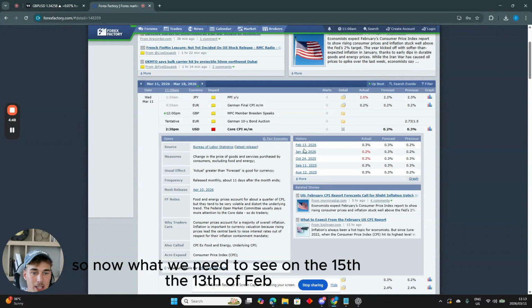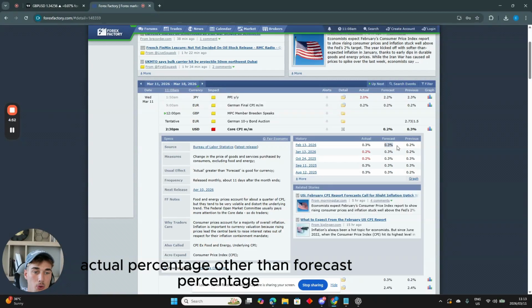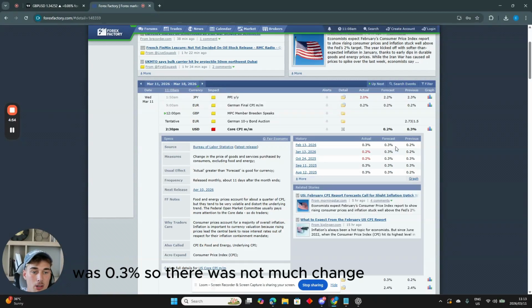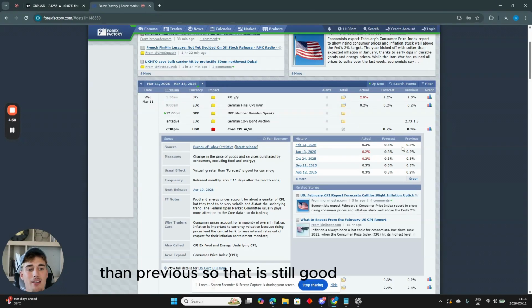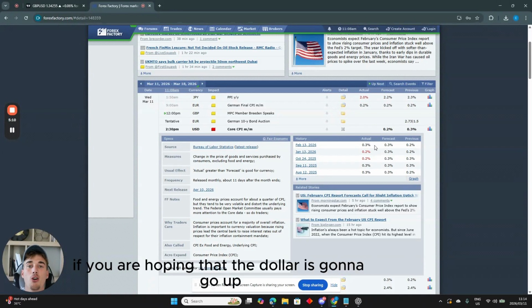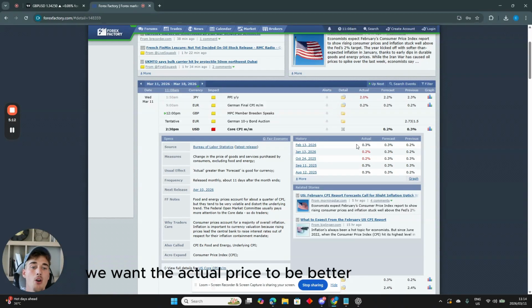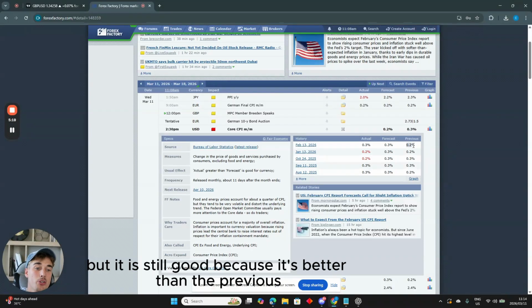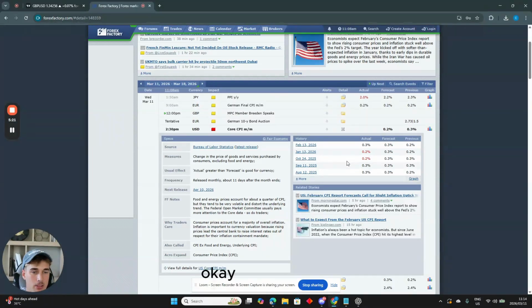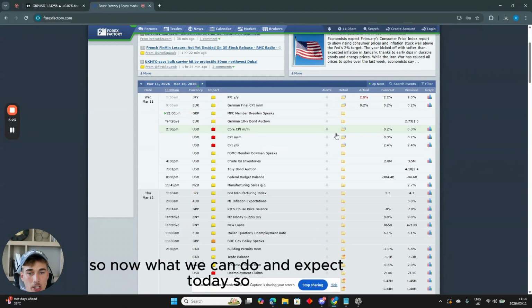So now what we need to see, on the 13th of Feb, the actual percentage was the same as the forecast percentage, 0.3%. So there was not much change in this, but it was better than previous. So that is still good, right? Because previous was down 0.2%. So of course, if you're hoping that the dollar is going to go up, we want the actual to be better than forecast, but it is still good because it's better than the previous. Okay, so now what we can do and expect today.